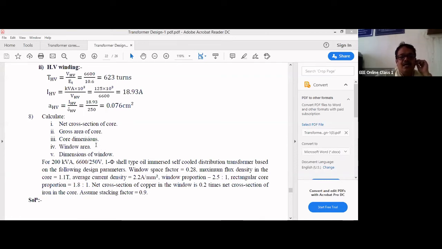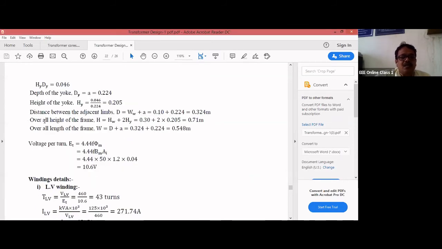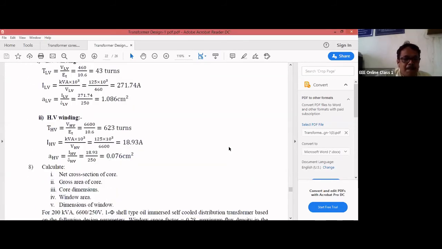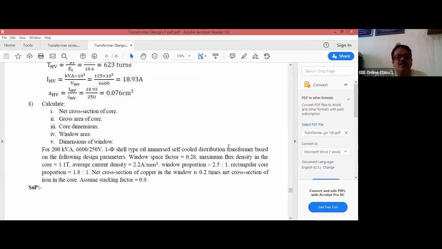And the window area HW and WW, and the dimensions of the window, nothing but the length of the window, your capital H and capital W, or the length of the frame and overall height of the window. Those things you have to calculate. Overall height of the frame and overall length of the frame, and you can calculate even the yoke area also.